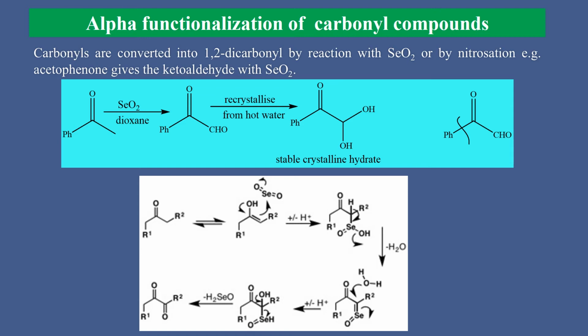Next is alpha functionalization of carbonyl compounds. Carbonyls can be converted into 1,2-dicarbonyls by reaction with selenium dioxide or by nitrosation. For example, acetophenone gives a ketoaldehyde by using selenium dioxide, and when it is recrystallized from hot water, this stable crystalline hydrate is obtained. Here below, the mechanism is given. We use the selenium dioxide oxidation.